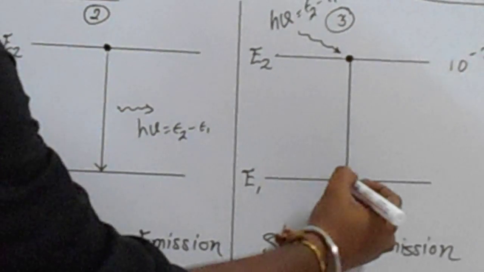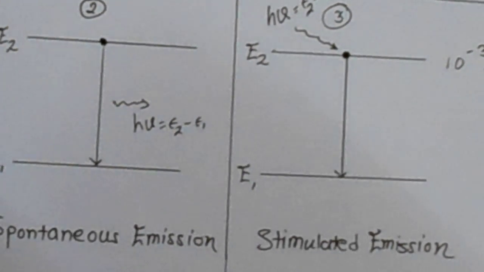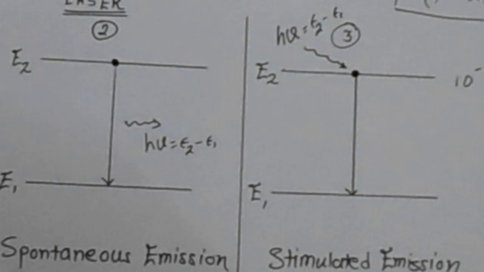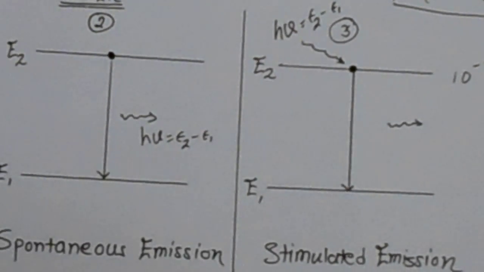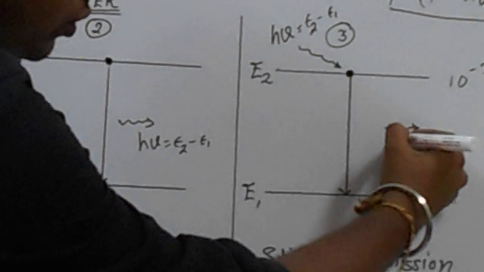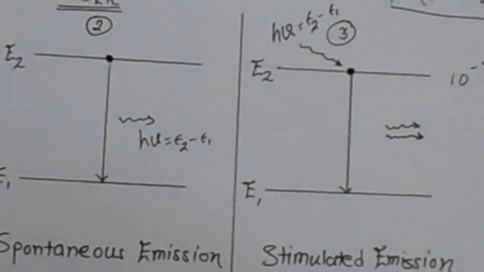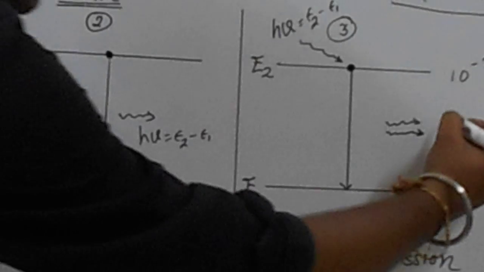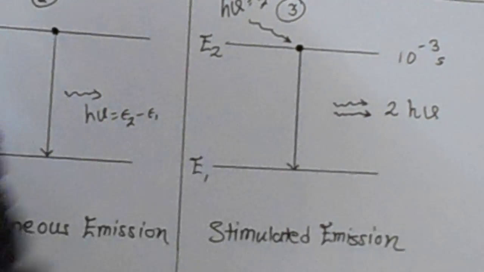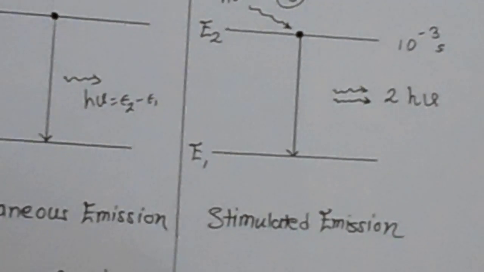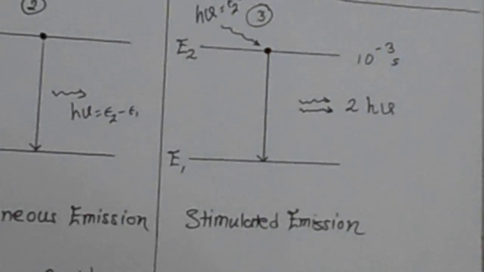But in this transition, instead of one, this electron will release two photons. One photon which was absorbed during the upward transition, and the second photon which is acting like the triggering agent. So as a result, you can see there are two photons released in the process of energy h nu. Such a process is known as the stimulated emission.